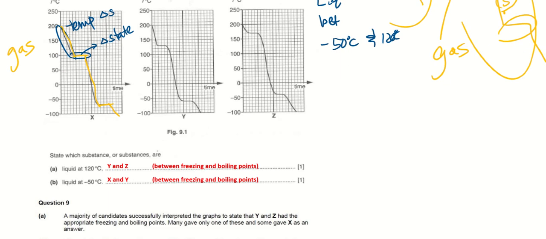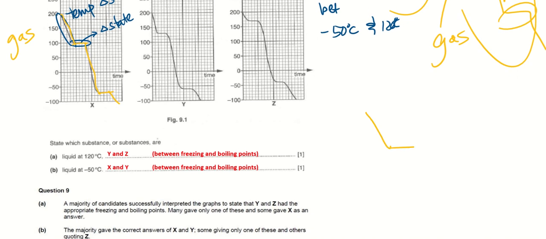State which substance is liquid at 120 and -50. You can just read off from it. The key concept here is flat. Flat means change state. Slope means change temperature.